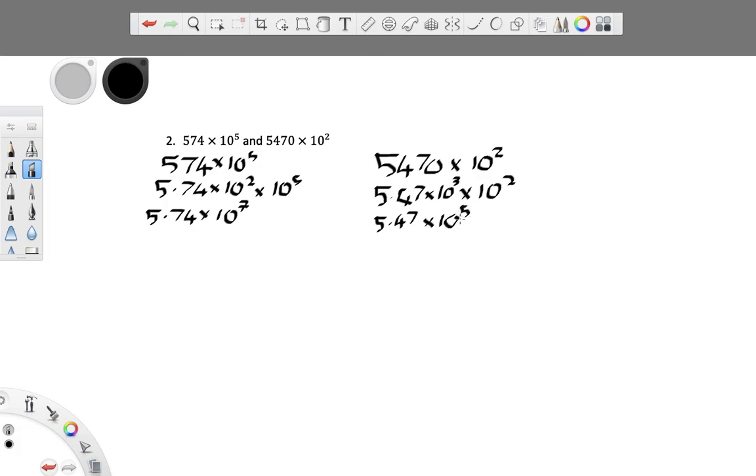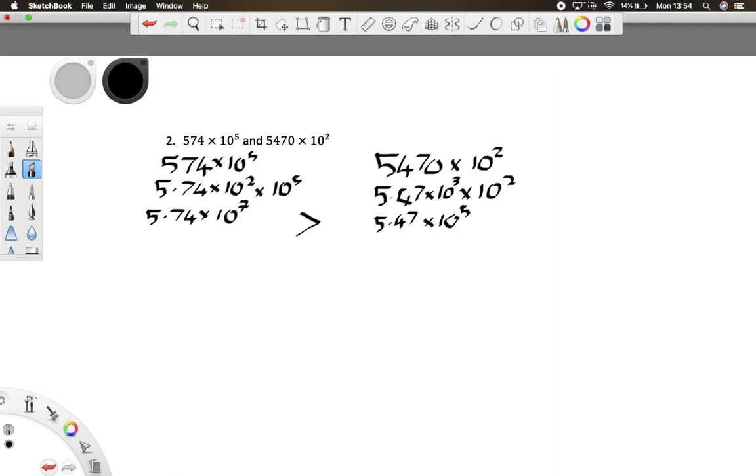So then we just compare the numbers as we did before. We go through our little checklist. Are the numbers both in standard form? They are now. And which number has the bigger power? 10 to the 7. So we conclude that 5.74 times 10 to the 7 is larger than 5.47 times 10 to the 5.